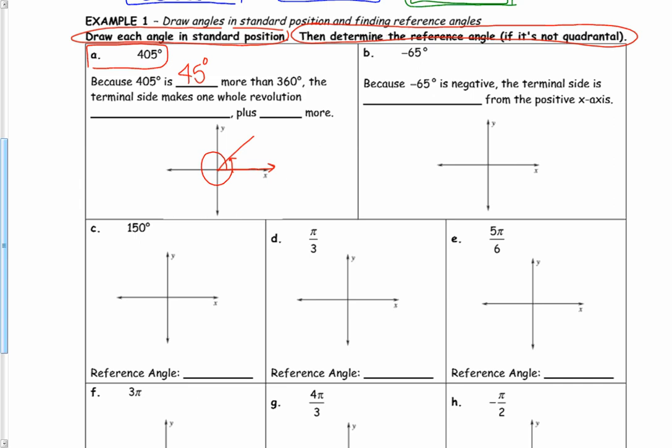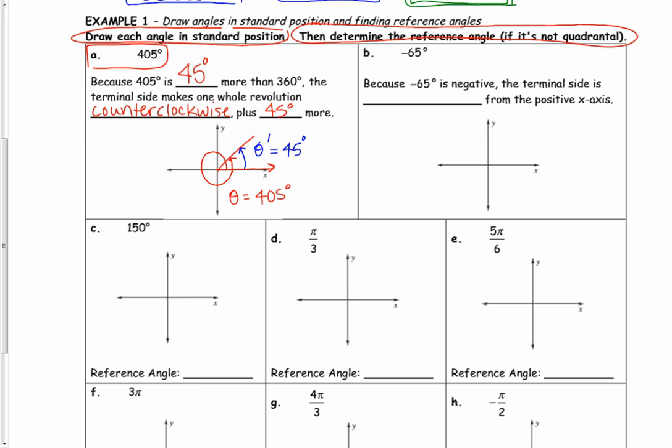So the rest of my sentence up here says the terminal side makes one whole revolution counterclockwise plus 45 degrees more. So if I'm drawing my angle, this red thing is my angle theta, which is 405 degrees. And then to draw my reference angle is just this little bit right here, and theta prime would be 45 degrees for the reference, because that is the positive acute angle between the terminal side and the x-axis. Okay, let's try the next one.